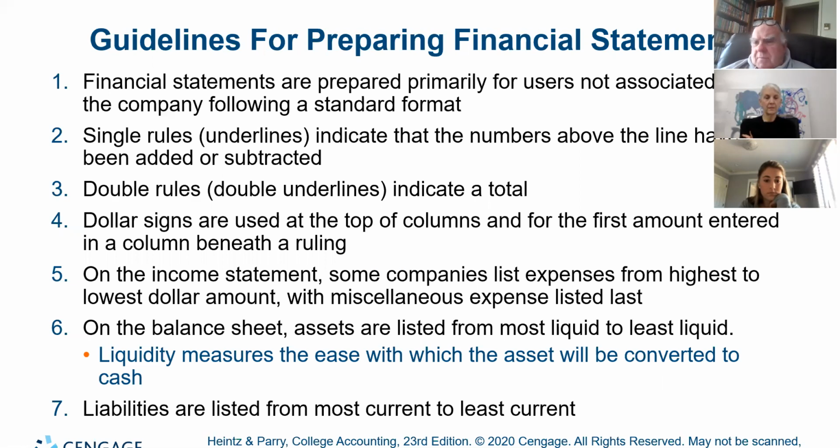And then the bank collects the $1 million. Why would a company do that? Because they're desperate for cash. They're willing to do that. It's called factoring your AR. Liabilities are also listed by liquidity.